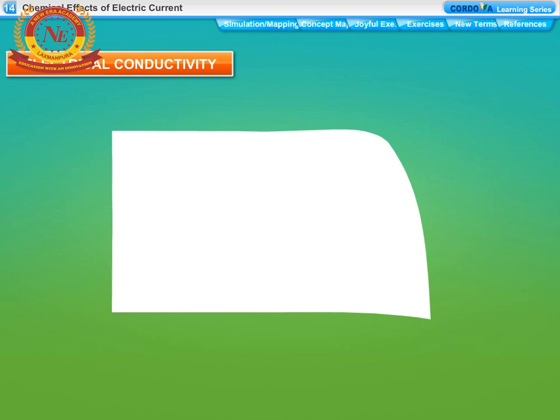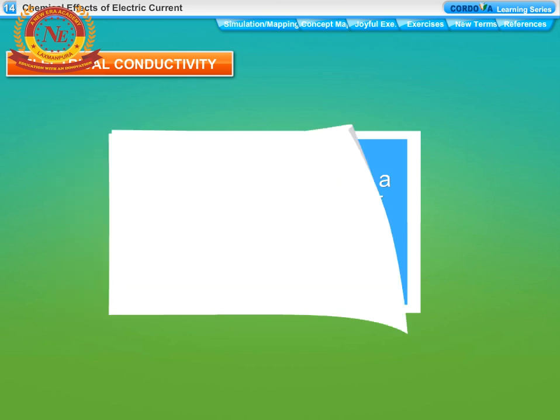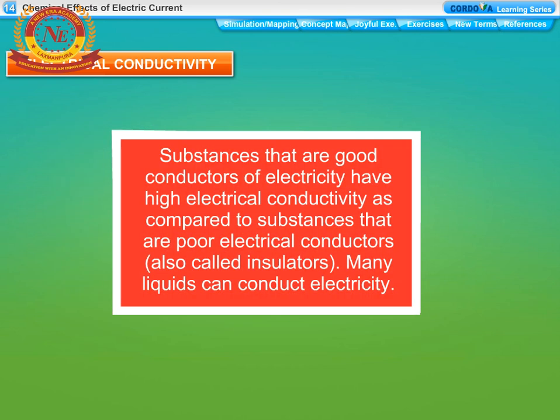Electrical conductivity. Electrical conductivity is a measure of the ability of a substance to carry electric current. Substances that are good conductors of electricity have high electrical conductivity as compared to substances that are poor electrical conductors, also called insulators. Many liquids can conduct electricity.